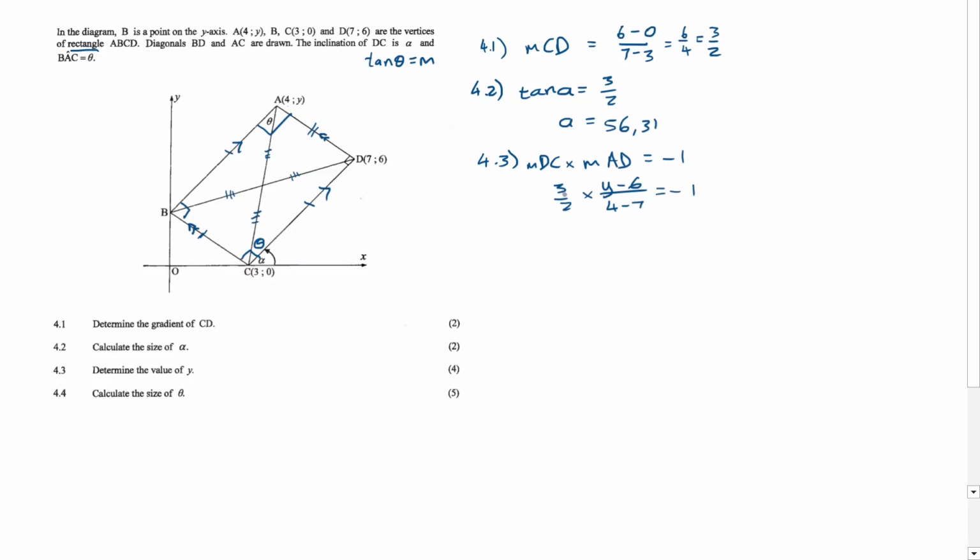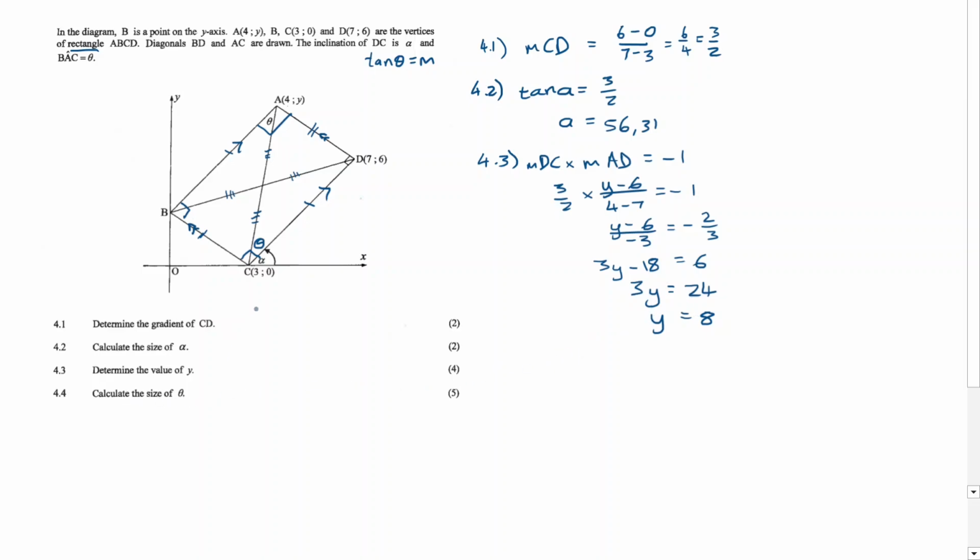If I times this across, I'll end up with y minus 6 over minus 3 equals negative 2 over 3. So I've just taken the 3 over 2 across. If I times this up, I end up with positive 6. If I times the 3 up here, I end up with 3y minus 18. When I take the 18 across, it pluses, so I get 24. So the y value is just 8.